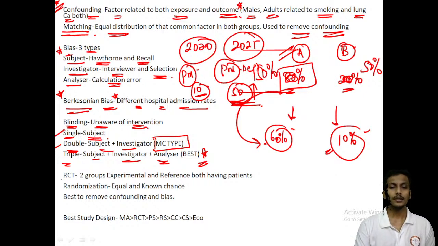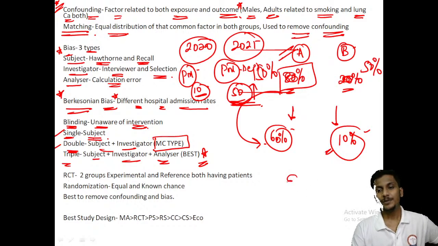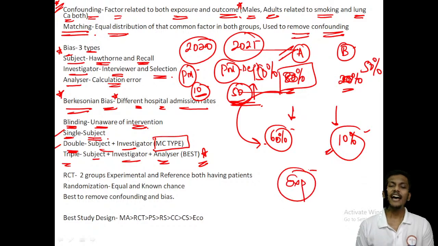Okay, important ones. Next is your experimental studies. Okay, we have studied about the analytical studies. There were 4 types: cohort, case control, cross-sectional and ecological. Now coming to the experimental or the interventional studies, and the best study out of them is your RCT. Okay, RCT, that is your randomized control trial. Okay, important one.